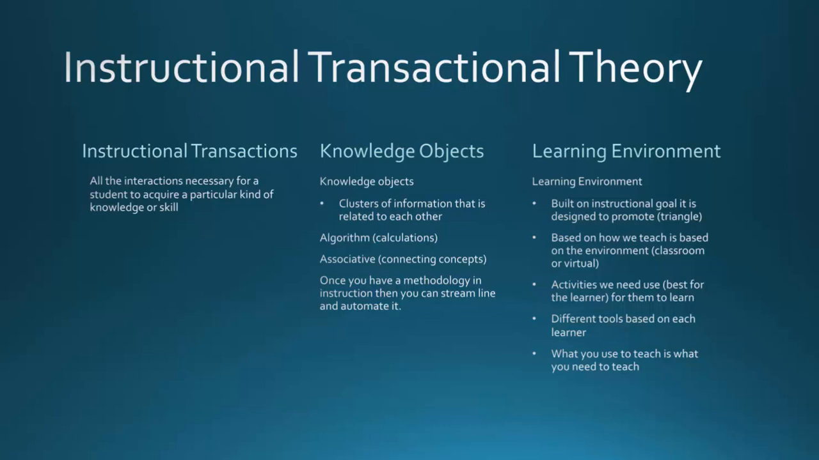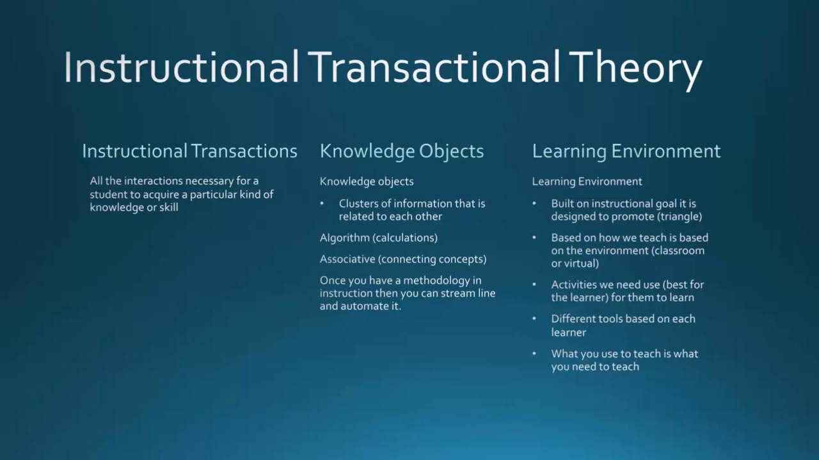To understand Merrill's instructional transactional theory, we must first understand what an instructional transaction is. It is all of the interactions necessary for a student to acquire a particular kind of knowledge or skill. In his paper, he talks about knowledge objects, which are clusters of information that are related to each other. These are algorithms or calculations, or associative, which is higher connecting concepts. He does state once you have a methodology for instruction, then you can streamline it and automate it. This means we can create a template for this instruction or even a computer program.